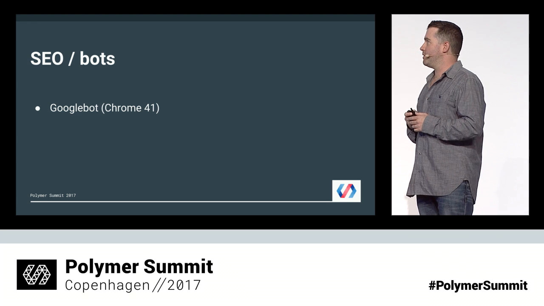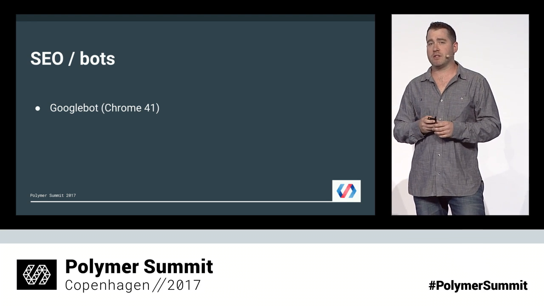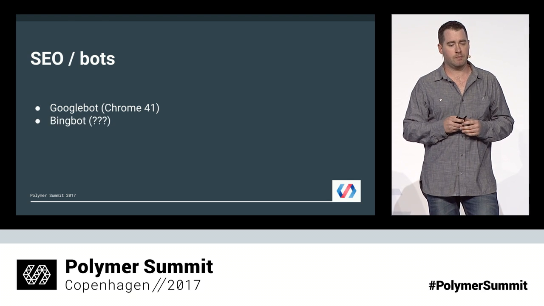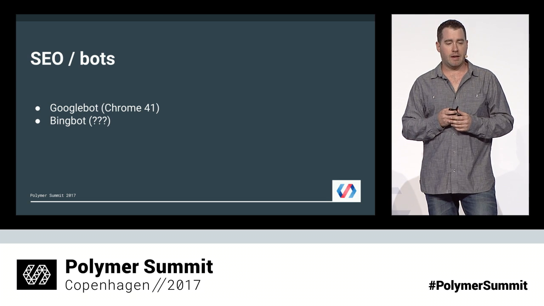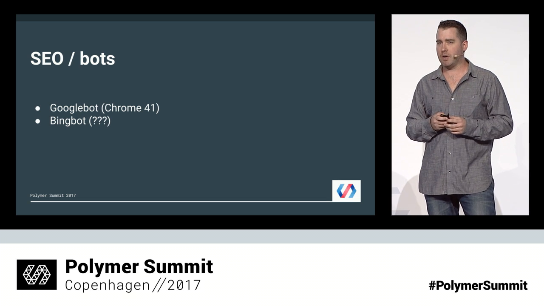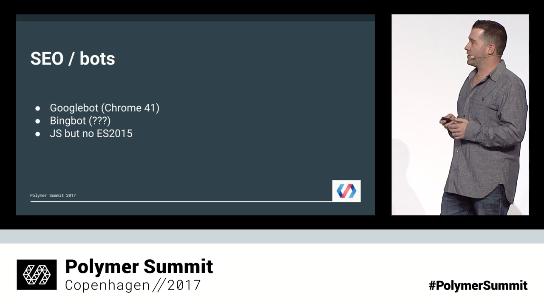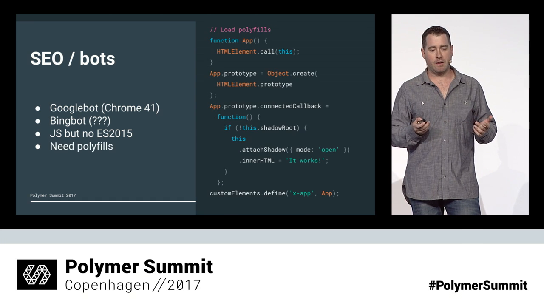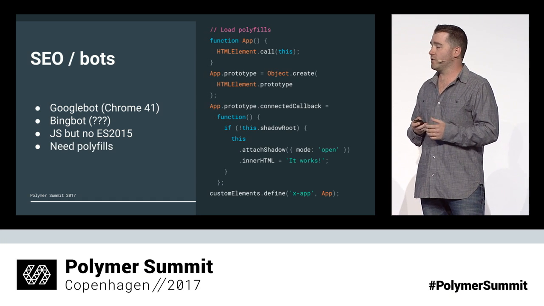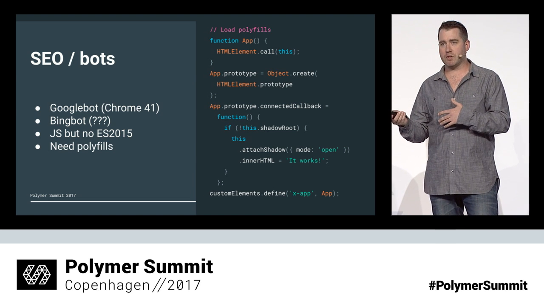Googlebot is probably the biggest and most notorious search engine out there. And it was recently announced that it's based on Chrome 41. Bing comes in second with a fairly sizable market share. But I couldn't find any documentation about what it supports. But it turns out they both execute JavaScript, but they don't execute modern ES 2015. This means that you have to use the polyfills. And then you have to use ES5 to write your custom elements, or you have to use a transpiler for it.